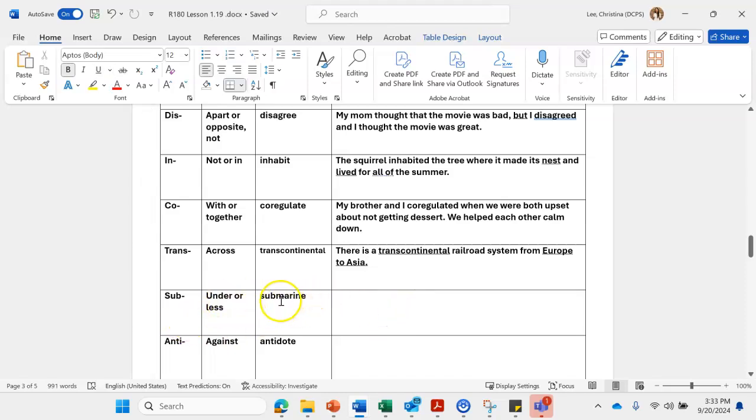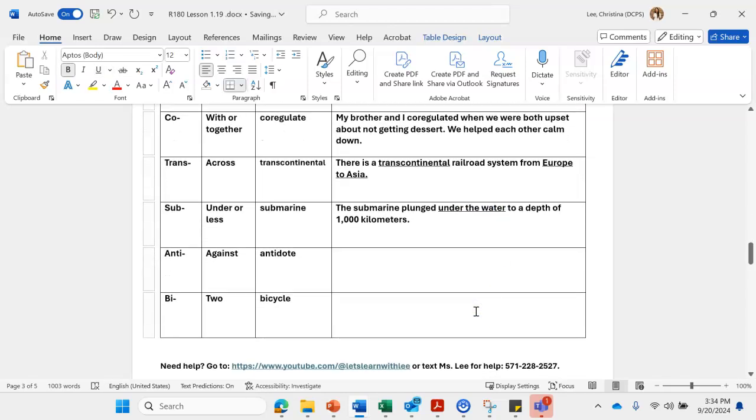All right, submarine. Sub means under. Marine refers to the ocean or the sea, right? Marine life, marine animals. So submarine is under the ocean. So that's where we get the word submarine. So we can say the submarine plunged under the water to a depth of 1,000 kilometers. Okay, so again, that under the water piece gives us a hint that the submarine is something that can go underwater.